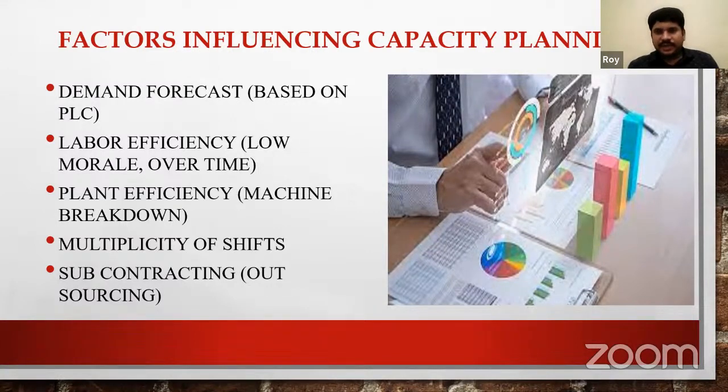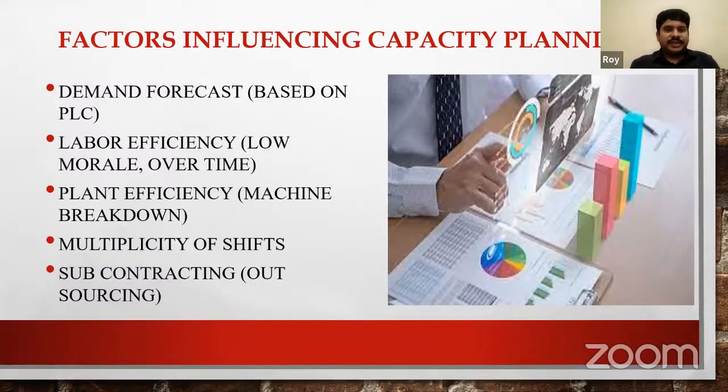PLC means product life cycle, and there will be the introduction stage, the first stage. Second one is the growth stage. It will grow slowly. I'll show the graph and tell you. The third one is the maturity stage, and the fourth one is the decline stage. Some people also use the saturation stage. That is called the four steps in PLC. The demand forecast will fluctuate in this cycle.